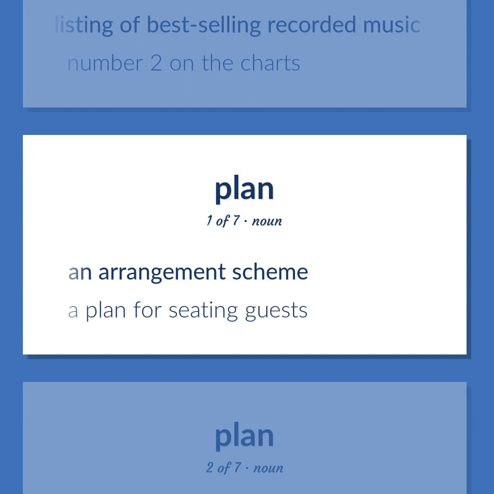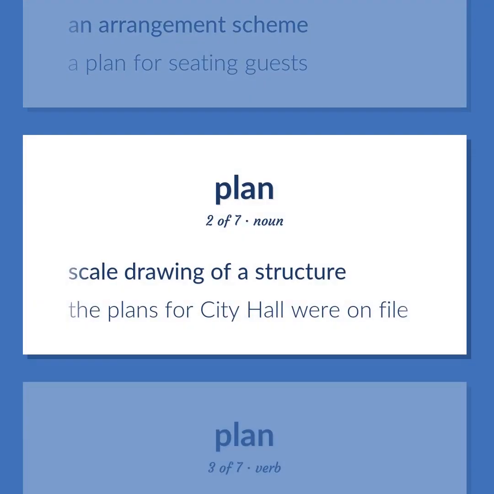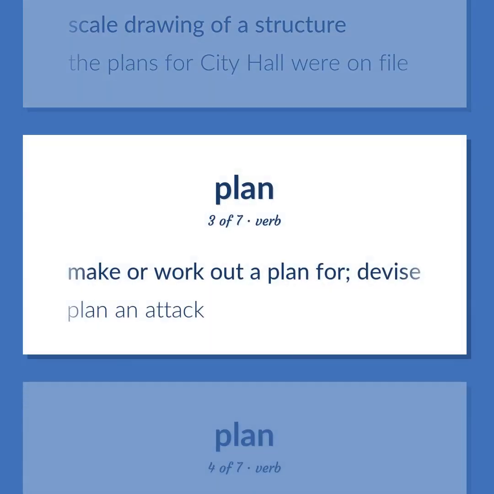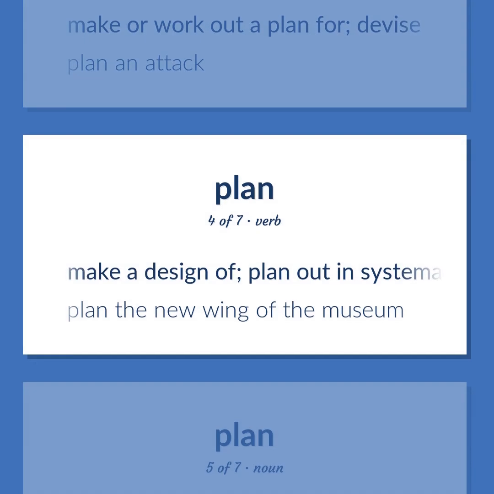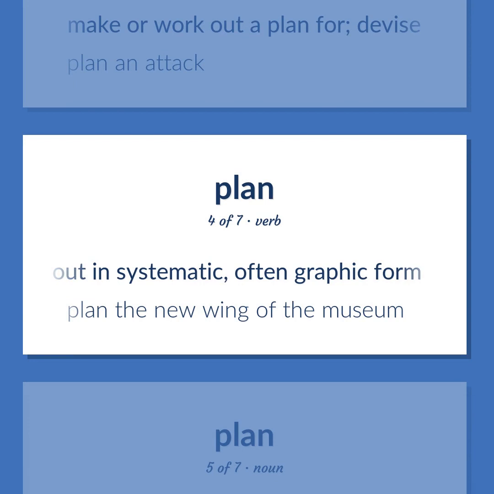An arrangement scheme. A plan for seating guests. Scale drawing of a structure. The plans for City Hall were on file. Make or work out a plan for, devise. Plan an attack. Make a design of. Plan out in systematic, often graphic form. Plan the new wing of the museum.